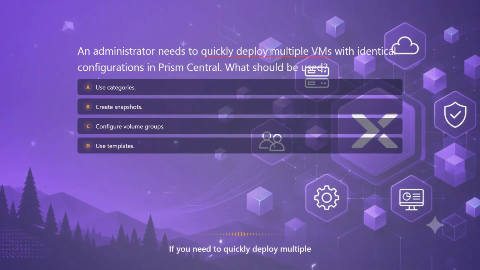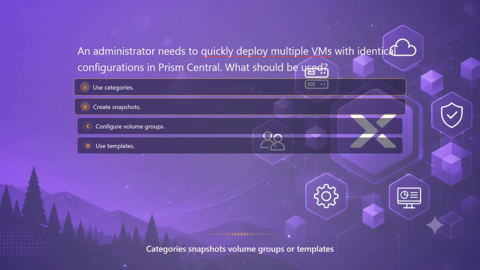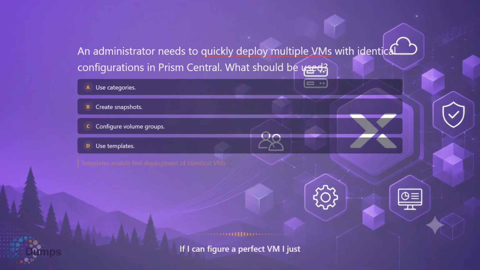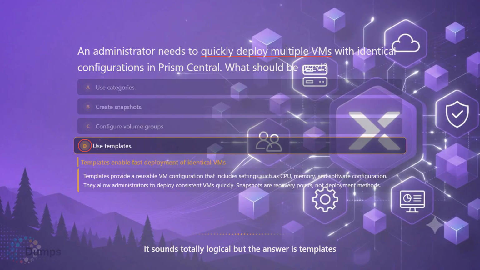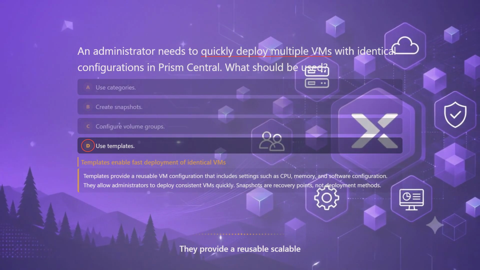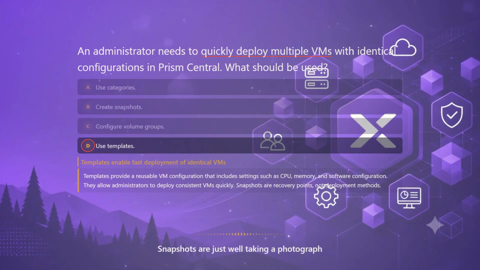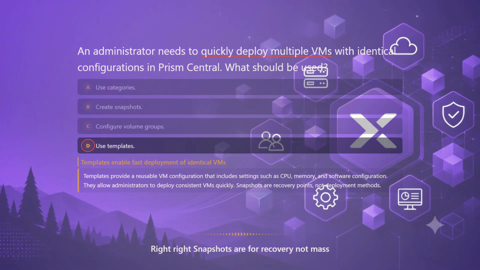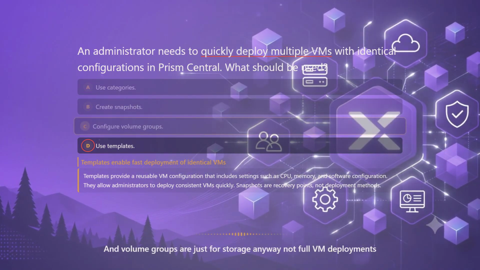Which brings us to building these environments in the first place. If you need to quickly deploy multiple identical VMs in Prism Central, what's your tool? Categories, snapshots, volume groups, or templates? I mean, snapshots are incredibly tempting here. If I can configure a perfect VM, I just want to clone its current state, right? It sounds totally logical, but the answer is templates. Oh, really? Yeah. Templates are like a cookie cutter. They provide a reusable, scalable configuration for CPU, memory, and software. Snapshots are just taking a photograph to restore a specific point in time. Right. Snapshots are for recovery, not mass deployment, so that knocks out snapshots. And volume groups are just for storage anyway, not full VM deployments.